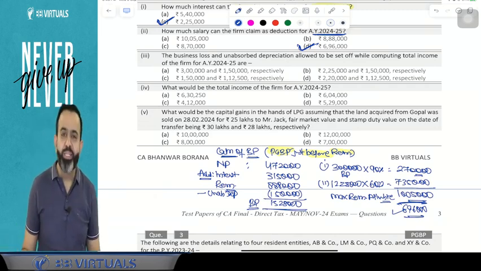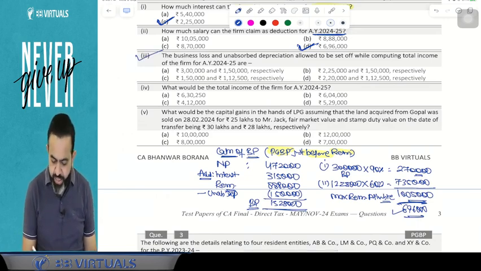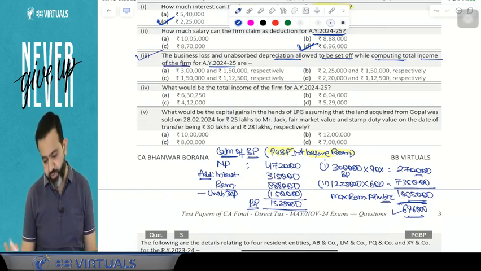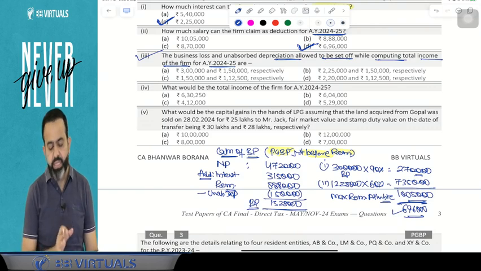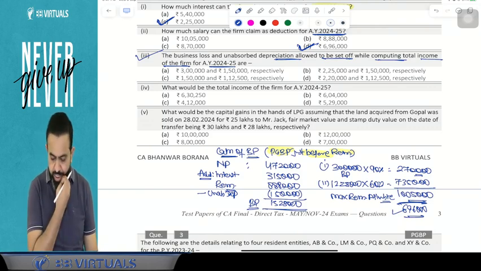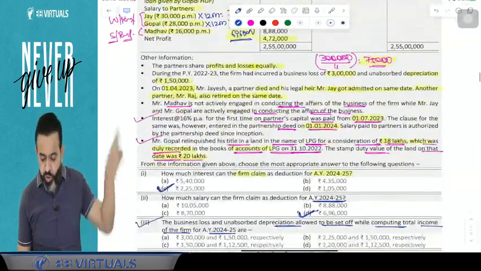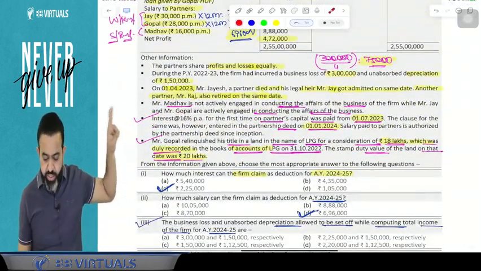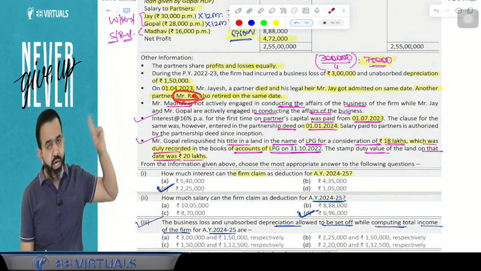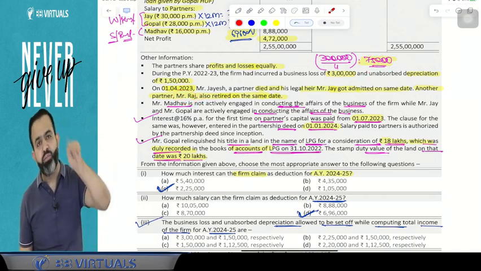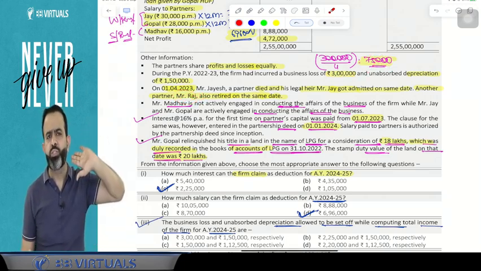Okay, now next part. The business losses and unabsorbed depreciation allowed to be set off while computing the total income of the firm for the assessment year 24-25. So in the current year, what unabsorbed depreciation and business losses can be set off? Business losses attributed to Mr. Raj, because Raj retired on the first day, are not allowed, meaning 75,000 is not allowed. So out of 3 lakh, 2,25,000 and the unabsorbed depreciation is totally allowed.